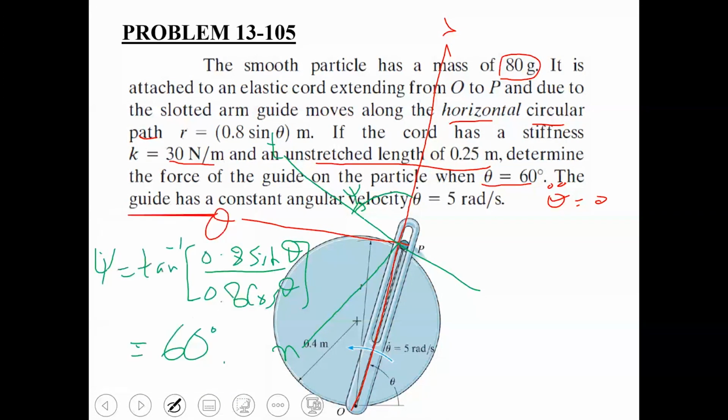Along positive theta. So this is basically that force which we are talking about, the force which this slotted guide rod is exerting on this particle. So we have named it as FOA, and it would be directed towards the theta axis.